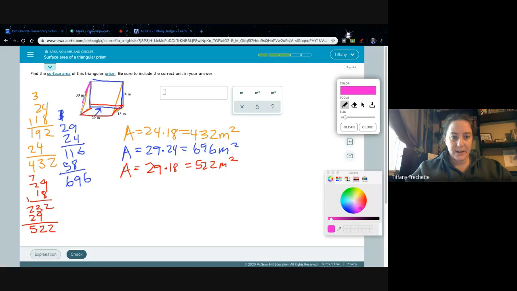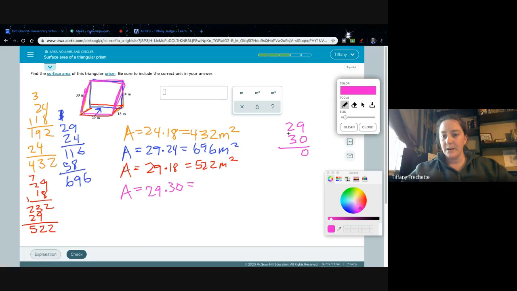Okay, so let's go ahead and do this. The actual ramp part here. The part that you'd go off of if you were on a bike or if you were walking on. So we have 29 times, and then they told us here that the edge is 30. So we have 29 times 3, but I don't know that one right off the top of my head. So let's just go ahead and do 30. So I have 0 and 0. And then we get 27, 6, 7, 8. And I get 0, 7, 8. 870 meters squared.